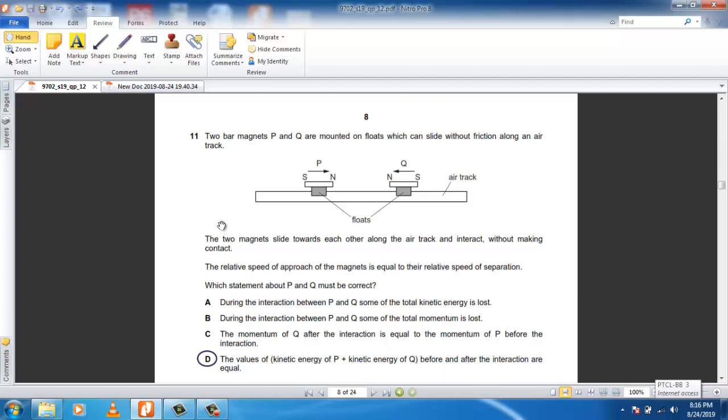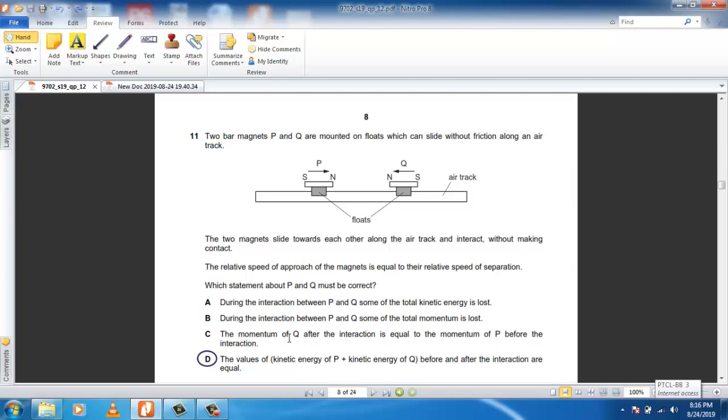So with this, you must know that the relative speed of approach is equal to the relative speed of separation. You should know that there is conservation of kinetic energy.